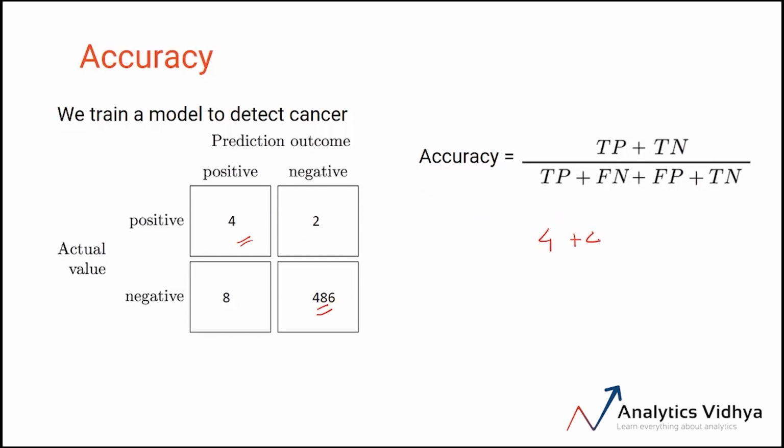So 4 plus 486 upon the total predictions. So that would be 4 plus 8 plus 2 plus 486, right? Now on calculating, the accuracy comes out to be 98%. Looking at the model accuracy, we can easily conclude that the model we made is performing extremely well, right? Well, not exactly. In order to understand why accuracy is not sufficient for this type of classification problem, let us consider another example, an example of a dumb model.